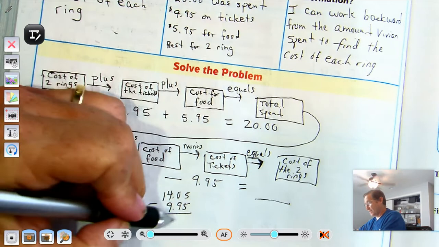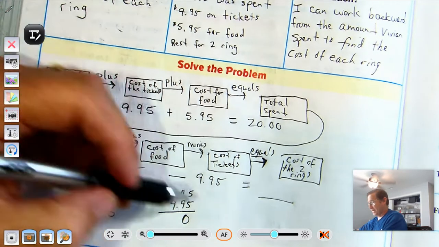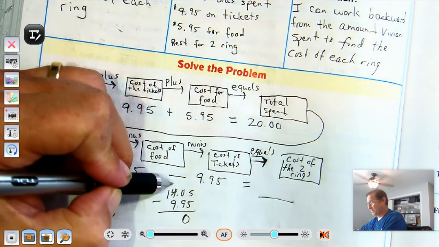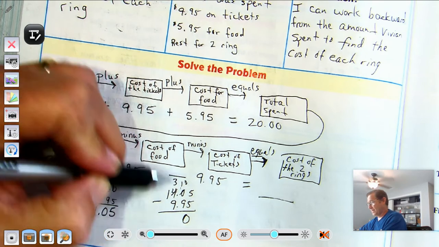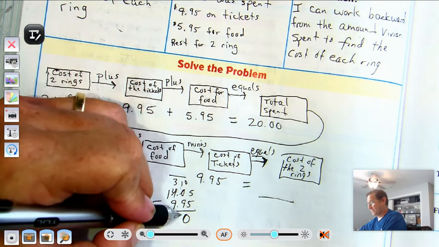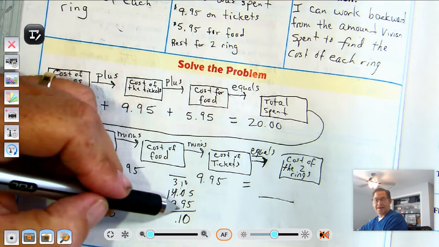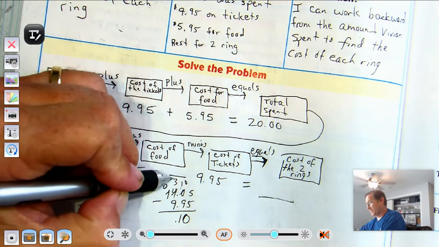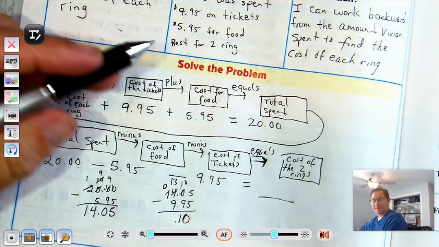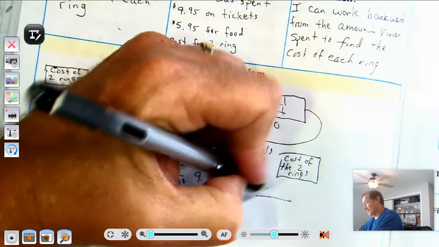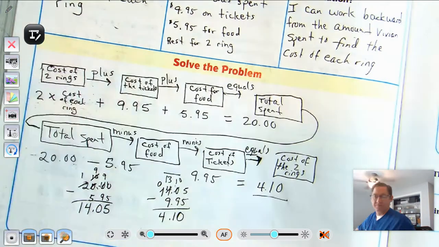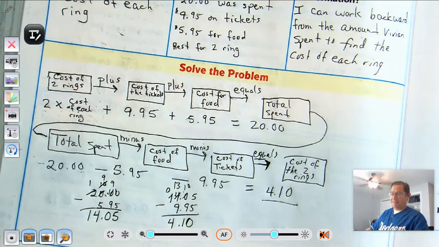So subtract, we're going to be left with 0. We can't take 9 from 0 tenths, so we're going to regroup. 10 tenths take away 9 tenths is 1 tenth. I can't take 9 ones from 3 ones, so I'll regroup from the tens. And 13 ones take away 9 ones is 4. 4.10. So we know that the cost of 2 rings was $4.10.